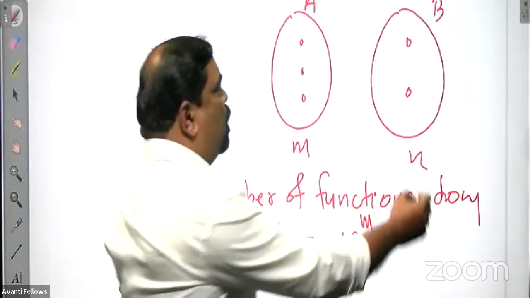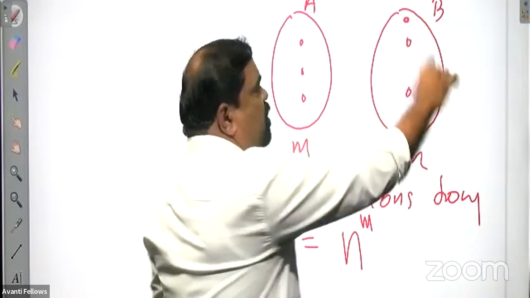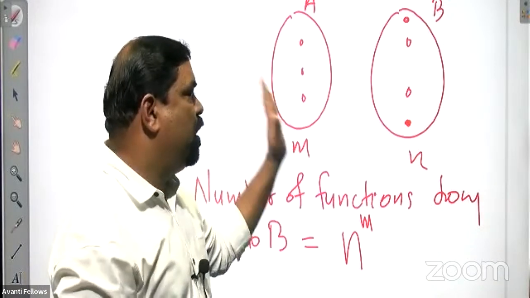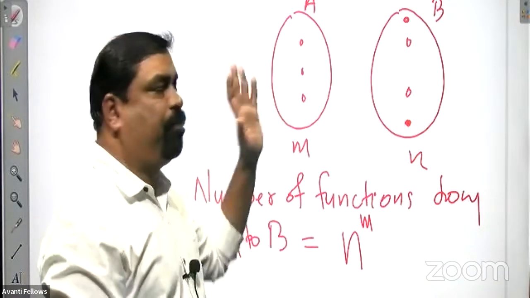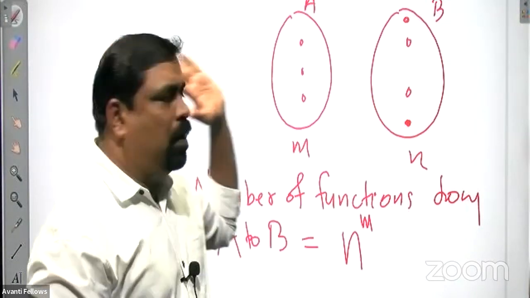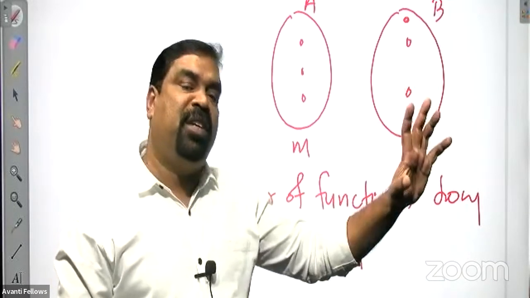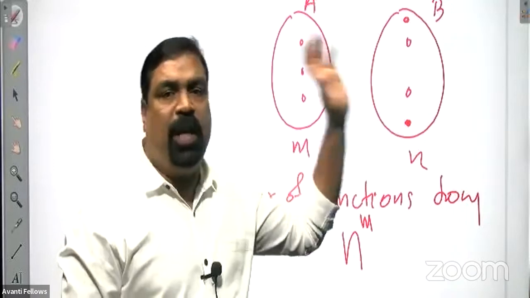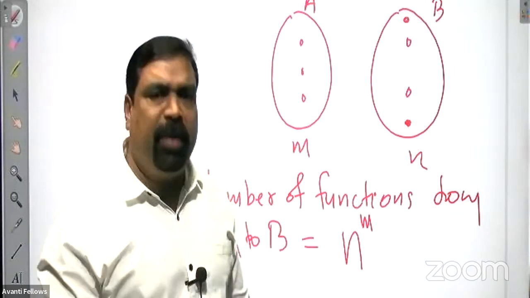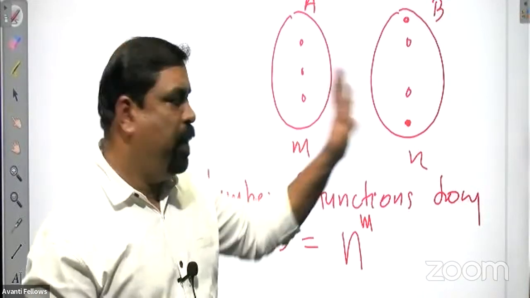Okay. Suppose this second set contains more elements. N is greater than or equal to m. The second set contains more elements than the first set. So the question is, how many 1-1 functions can be made from A to B? I think this question was also there in the question paper. That's why I'm telling. What is the number of 1-1 functions from A to B?